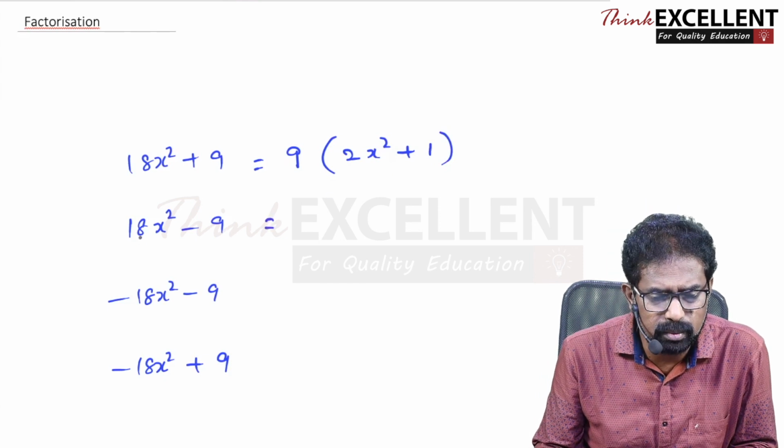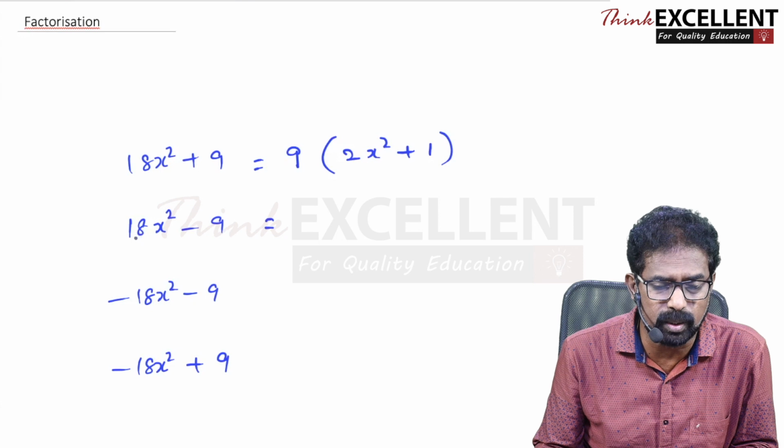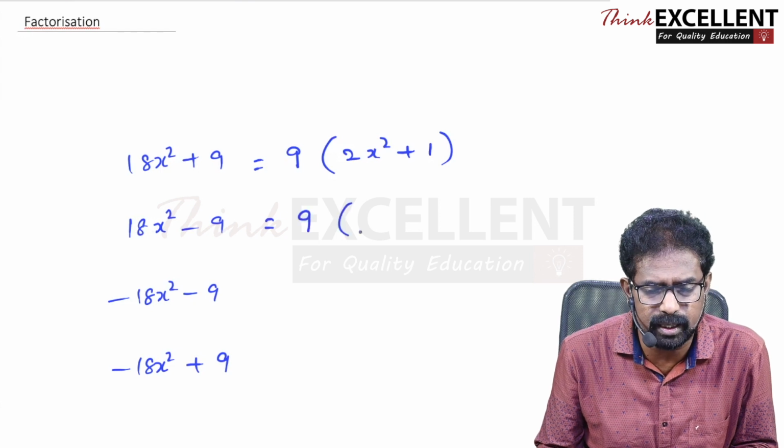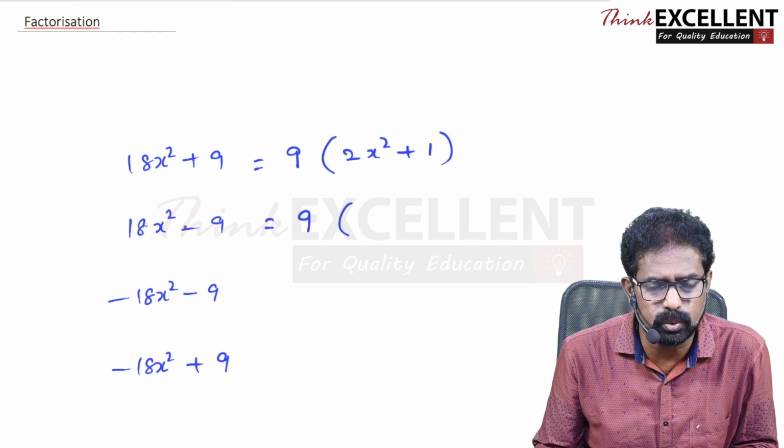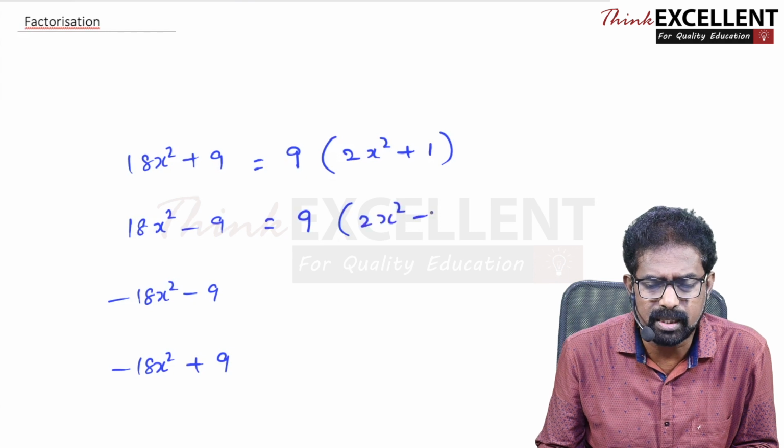Second one, I want to make the first term positive. Already it is positive only. So take 9 outside. So what do you get? If I take 9 outside, 2x square minus 1, right?